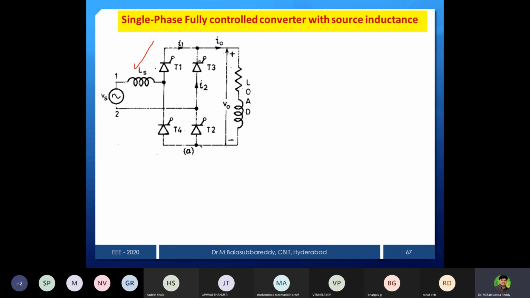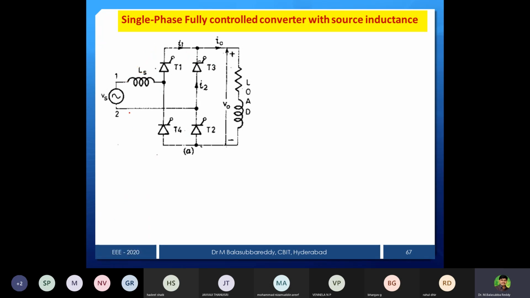We consider the source having some inductance, so we represent it here. Earlier we assumed the source does not have inductance, and only the load part was considered. But if the source also has some impedance, that is the reality. Earlier, T1 T2 would conduct at a time, and immediately T3 T4 would fire after pi plus alpha and T1 T2 would turn off. But now the source has some impedance, so the operation will be slightly modified.